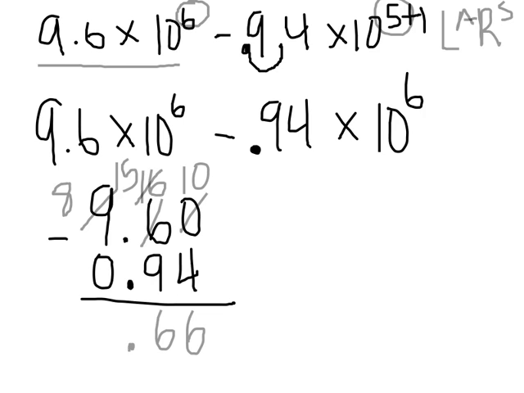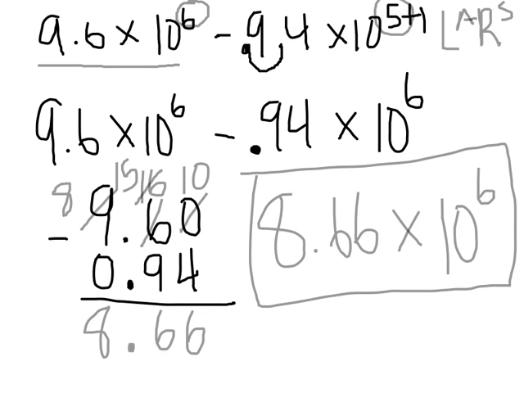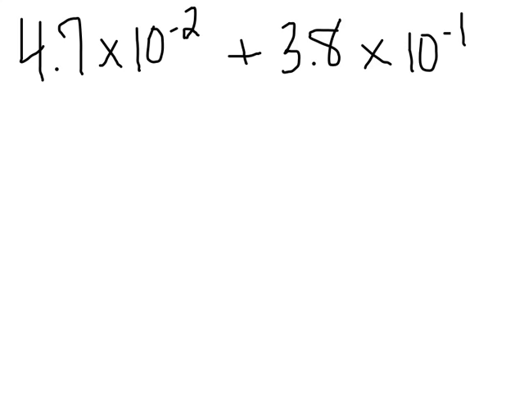Your decimal comes straight down. 8 minus 0 is 8. So my new coefficient here is 8.66 times 10 to the sixth power. Keep the exponent. Let's do one more. All right, guys. Let's look at one where our exponents are negative.